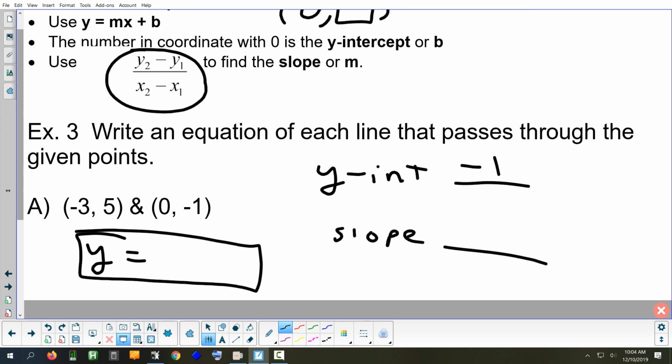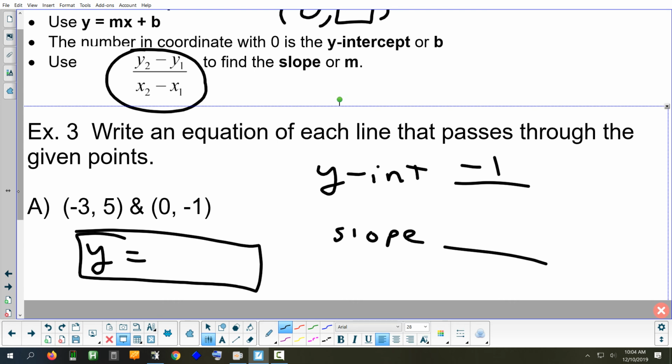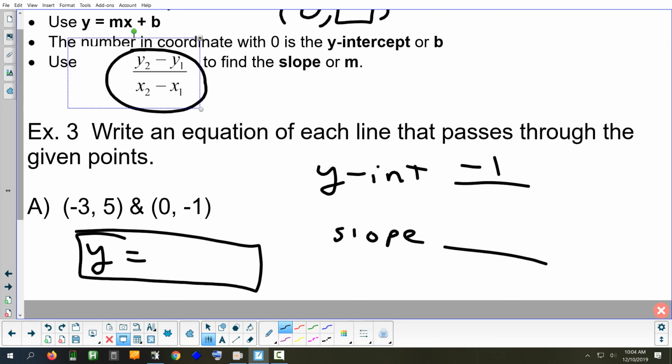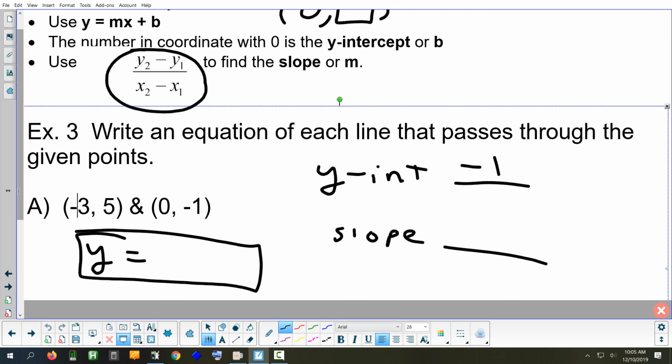Why not? Because you don't have a picture. So what I have to do is plug these 4 numbers into that formula. Let's start with -3. Is that an x or a y value? An x. Do we want it to be my first x or my second x? Second? Okay, we could make it the second.